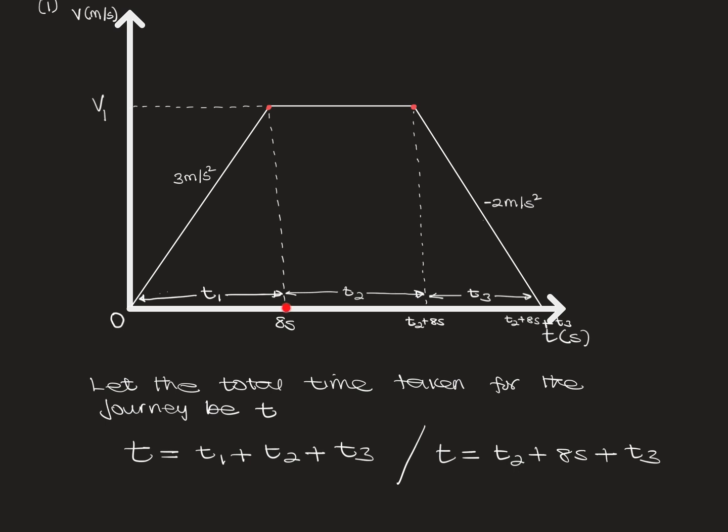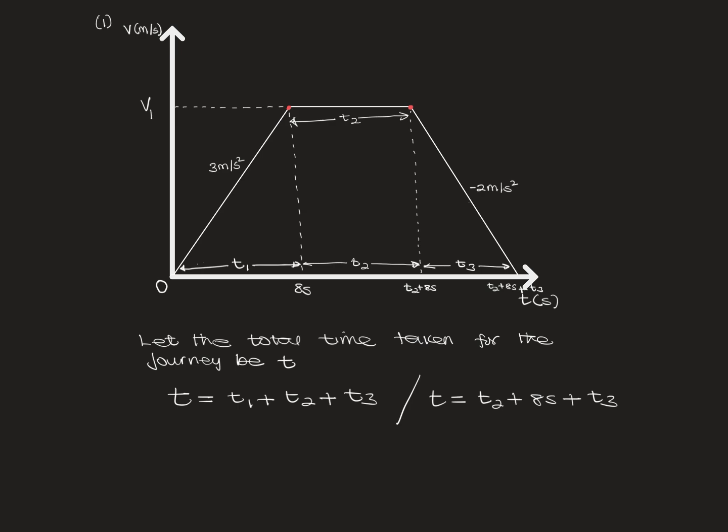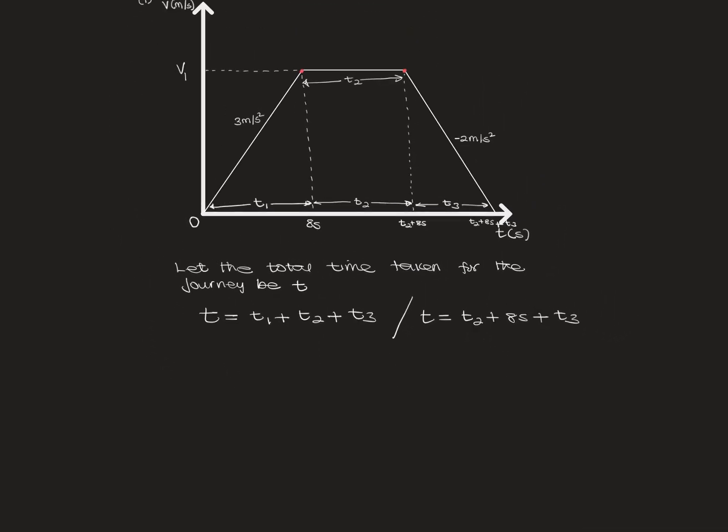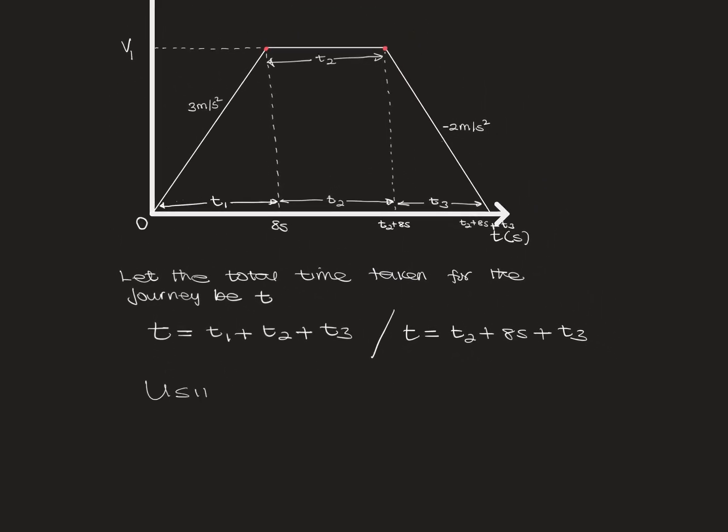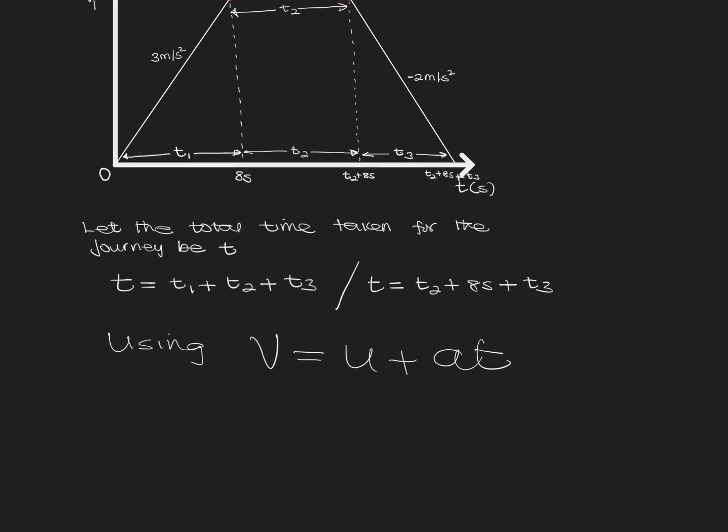T2 is from here to here, which will also be the same as from this point to this point, if we should consider them as two parallel sides. So we can say this side is T2. So if I want to find V1, I can say using V is equal to U plus AT, then V1 is equal to U1 plus A1 T1.